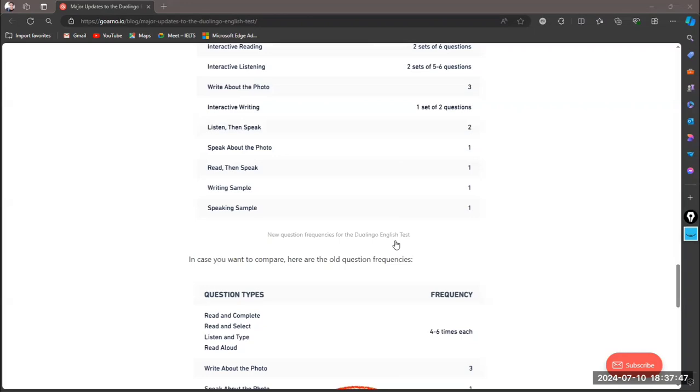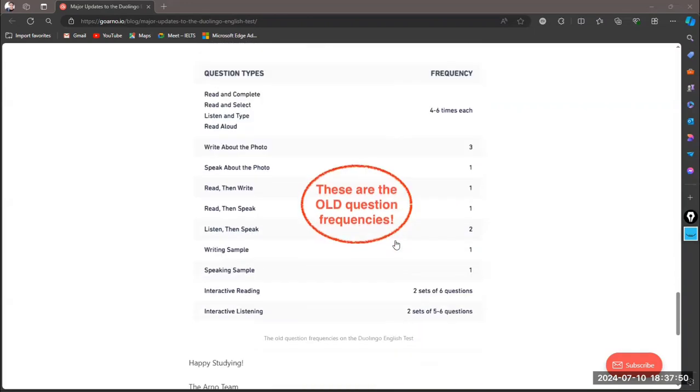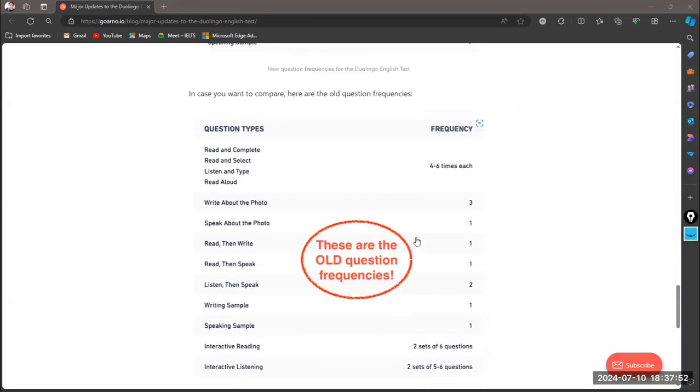Now, exactly, this is the old one. Let me show you the old one. This is the old one, and the above one is the new one. So these are the old frequent questions that are going to be shown to you. We have read and complete, read and select, listen and type, read aloud. These modules are going to be shown from 4 to 6 times each. Let me talk about the old one, then we will discuss the new one.